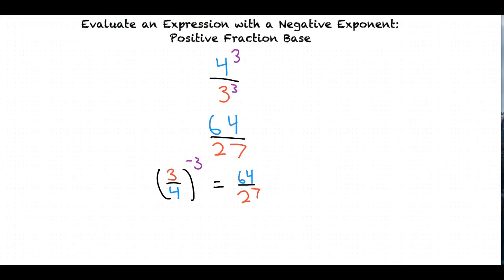I think I understand, but let me review what we did, just to make sure. To evaluate a fraction raised to a negative exponent, first apply the exponent to the numerator and denominator. Then make the exponents positive, and finally, evaluate.